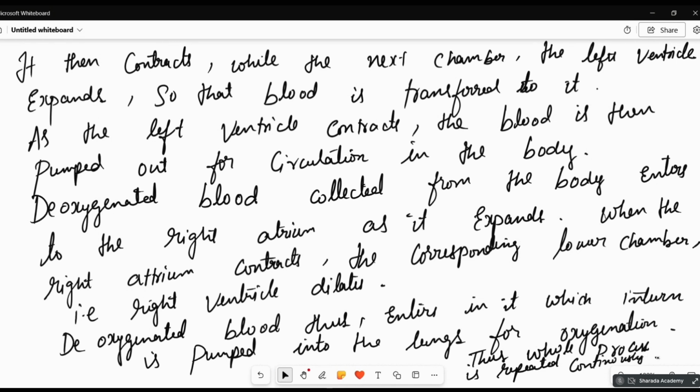Okay, right? So first the blood vessels. Blood vessels are the ones which carry the blood. We have three types: arteries, veins, and capillaries. Arteries carry the oxygenated blood from the heart. Oxygenated blood is pumped into the arteries, and from the arteries it reaches every cell of the body.